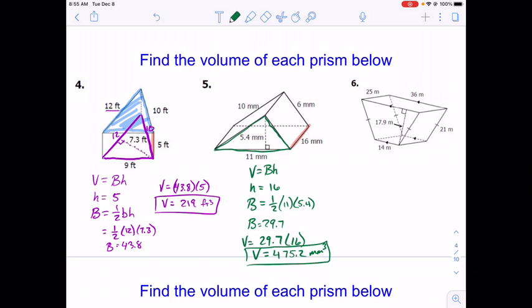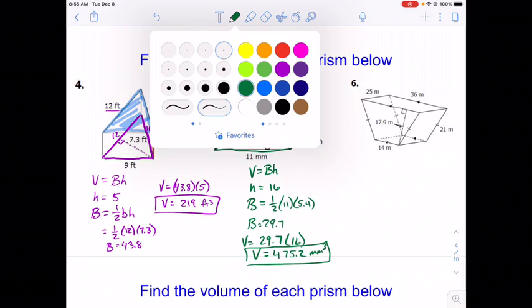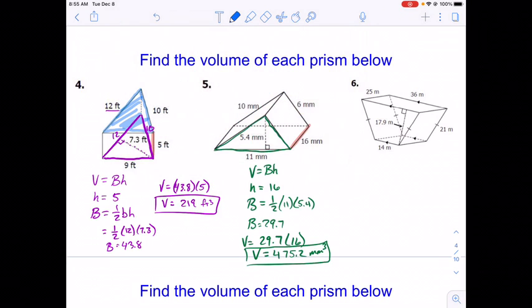All right, this next one here, number 6. In this problem, notice we have two sides that are parallel with the front and back here, and those are trapezoids, which means we're going to have to use the trapezoid formula to find the area of our base. So volume is equal to area of the base times the height. The height in this problem is easiest to find. That's the distance here. That is 25. That's how far apart the front and the back are.